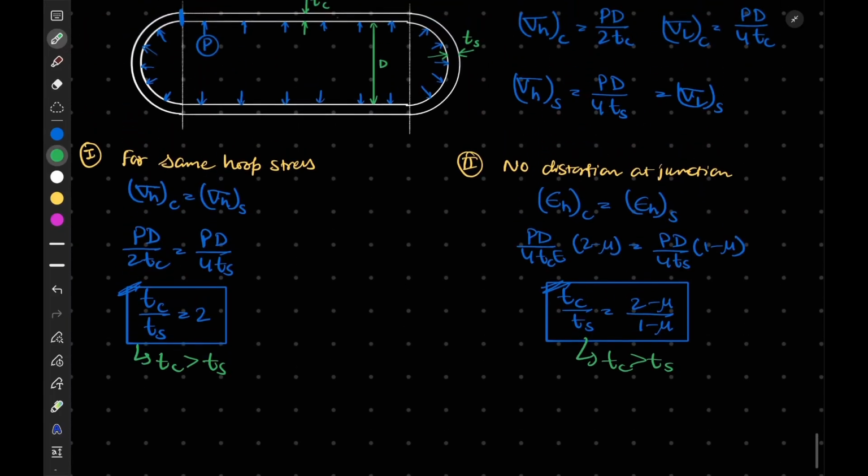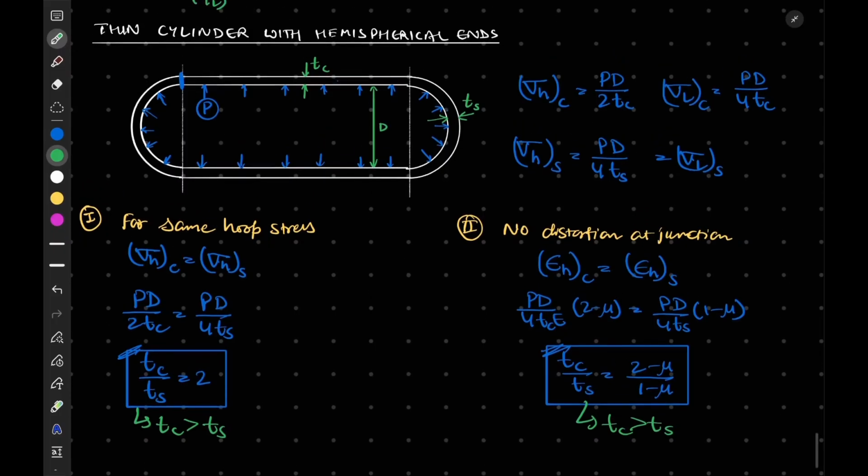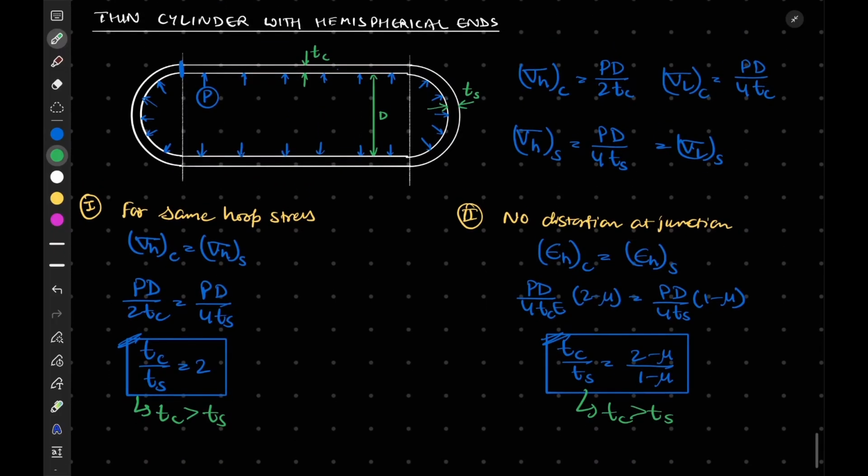Okay, but we know that the thickness for the cylindrical part must always be more than the thickness for the spherical section. Now let's say that on your pressure vessels some external axial forces apply, whether it may be an axial pull or axial push. In that case, how do we calculate the stresses?